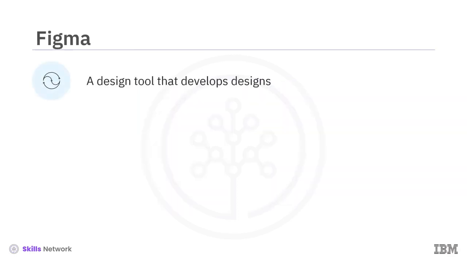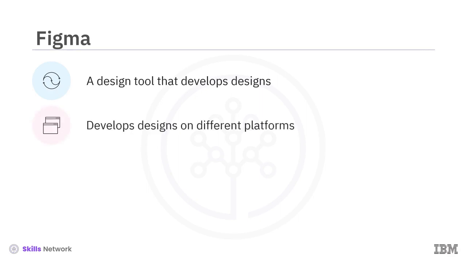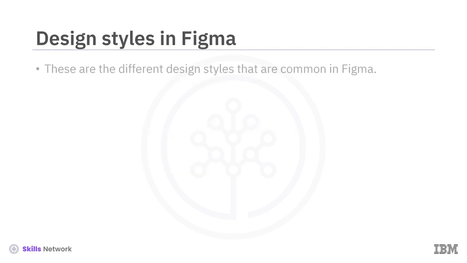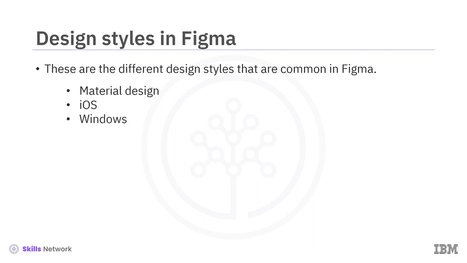Figma is a design tool that enables users to develop designs across various platforms, including online and mobile. Although Figma does not come with a built-in list of styles, designers can use a variety of design trends and styles as a reference when designing their creations. These are the different design styles that are common in Figma: Material Design, iOS, Windows, Mac OS, Fluent.